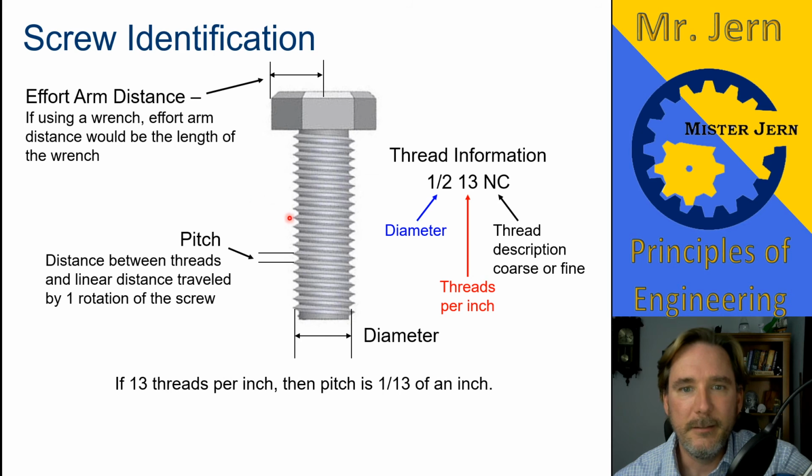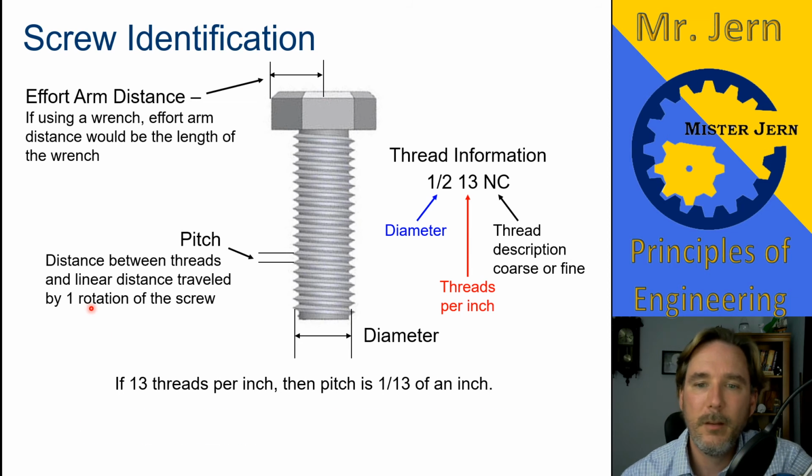Let that sink in a second. Then we got our effort arm distance. If using a wrench, this is where it gets a little blurry, I guess. If you're going to use a wrench or a screwdriver, obviously you're going to have to take into consideration the effort arm of the tool that you're using. Because if you tried to just turn this by your fingers, you could do that, and then you wouldn't have to worry about a couple other things, right?